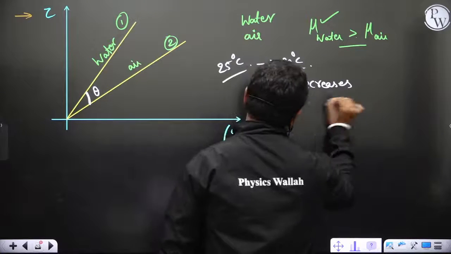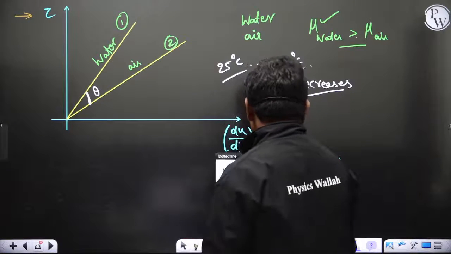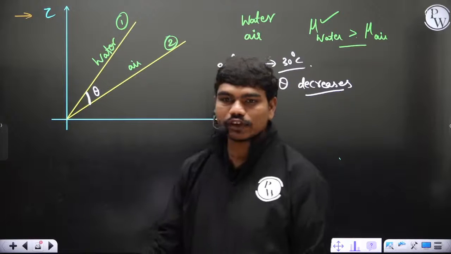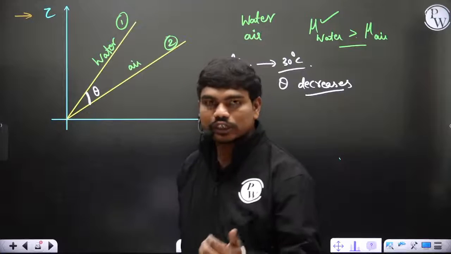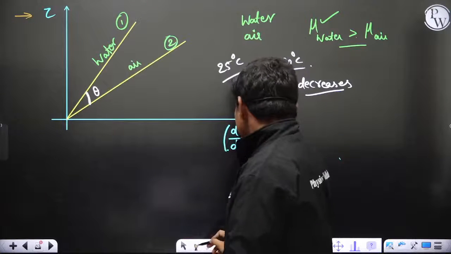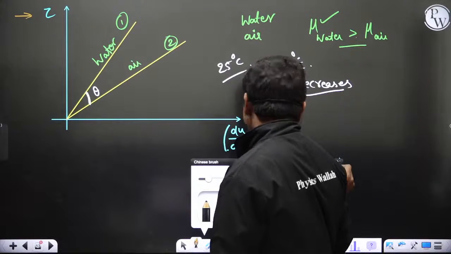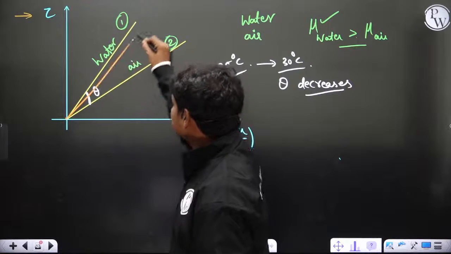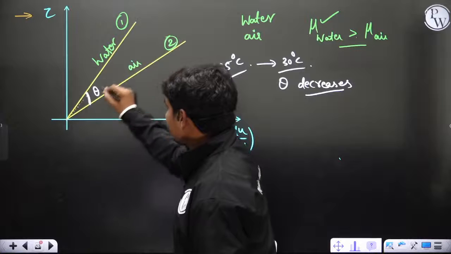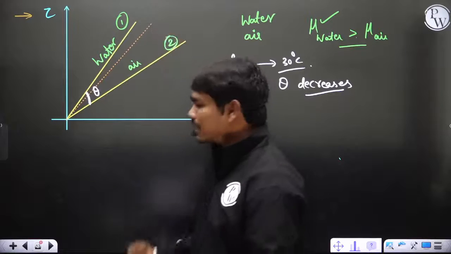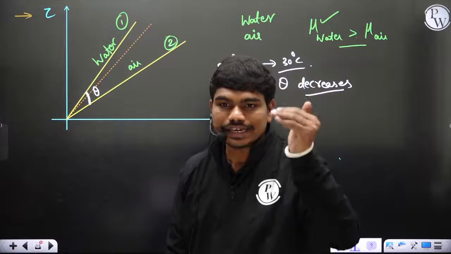The reason for this is, when you construct the same graph at T equal to 30 degrees Celsius, let us see what happens. Since this is water, the dynamic viscosity of liquids will decrease with temperature. When you move from 25 to 30, then definitely this water line will shift like this. Yes or no? This water line will shift like this because the dynamic viscosity of liquids will decrease with temperature.